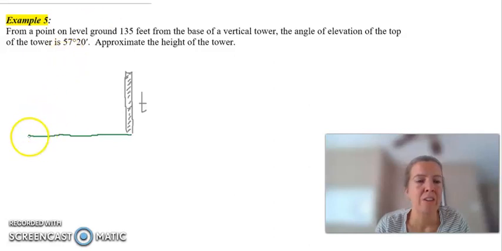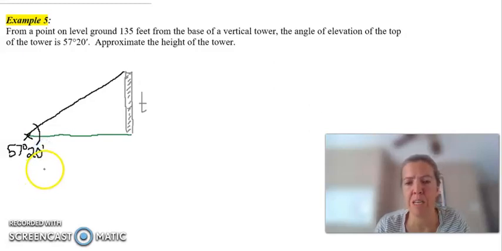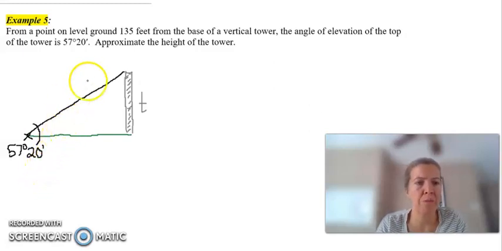The angle of elevation from a point on the ground, so let's say right here, angle of elevation to the top of the tower. Let's see if I can draw a fairly straight line here. So this angle is 57 degrees, 20 minutes. And I know we may not have done any problems that involved minutes before, so I'll talk about that in just a second.